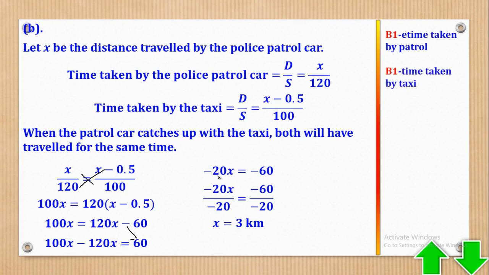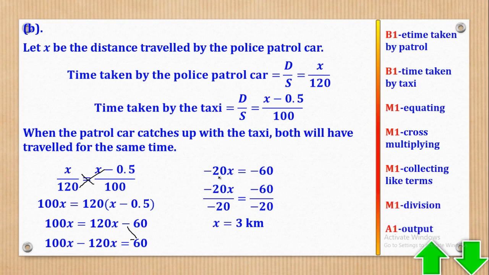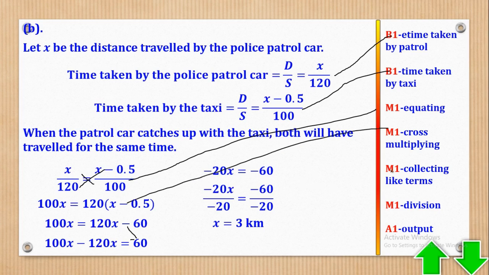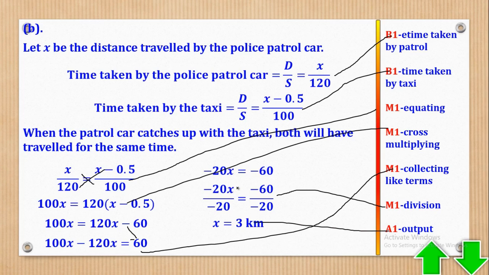Now let's see how much can be awarded. B1 for the time taken by the patrol car, B1 for the time taken by the taxi, M1 for equating, M1 for cross multiplying, M1 for collecting like terms, M1 for division, and A1 for the answer.